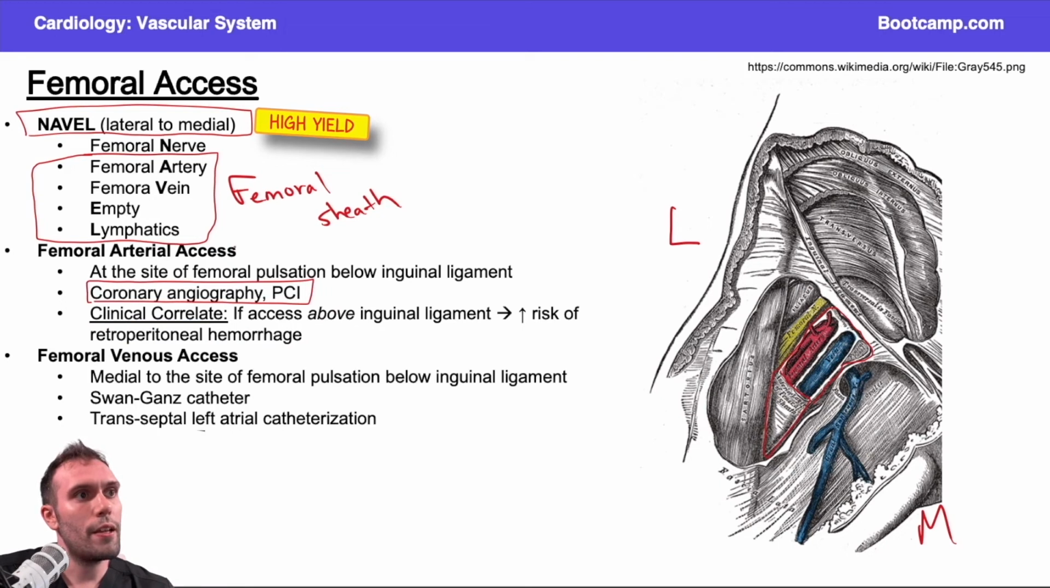And again, the way that they would tell you that this is where the femoral artery is, you just have to follow the pulsation. So you're looking for femoral pulsation below the inguinal ligament. That's your target. And if you're going for venous access, things we talked about, like the Swan-Ganz catheter for measuring pulmonary capillary wedge pressure, or transseptal left atrial catheterization if we're doing an ablation for AFib, right? We talked about all of this in the anatomy video. But to detect where the venous access site is, we would go medial to the site of femoral pulsation. So I would feel the pulsation and I would go medial. That would get me to the femoral vein, again, below the inguinal ligament. If I went lateral to the femoral artery, I would damage the femoral nerve, and that can turn into a board question too.